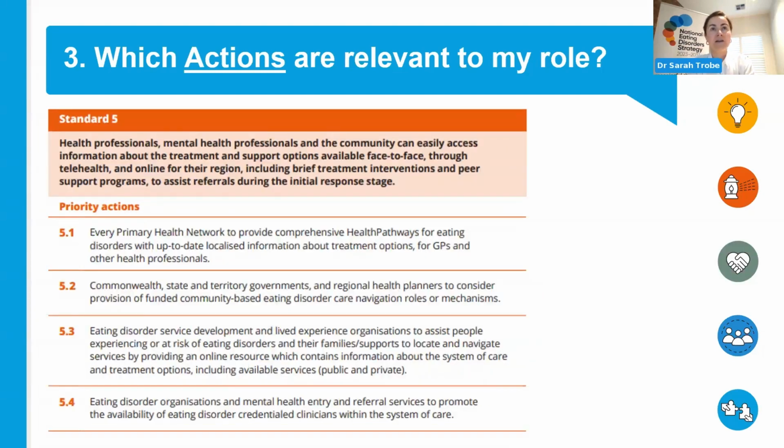Under standard 5, again, there are 2 actions. The first one relates to primary health networks, having comprehensive health pathways accessible. So a GP might have a role in developing those health pathways or advocating to their local PHN to enhance their eating disorder content. And the second one is promoting credentialed clinicians. So in the role of a GP in making those appropriate referrals, they would be using the Connect ED website so that they can identify a mental health professional and dietitian that is trained in eating disorders. So from that, we've got 4 specific actions that a GP would be mapping out a plan for.